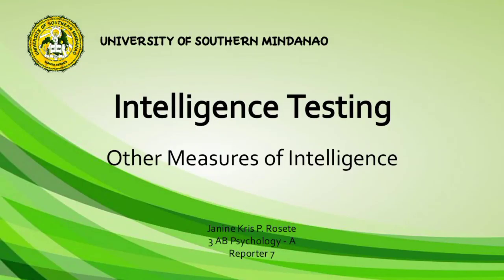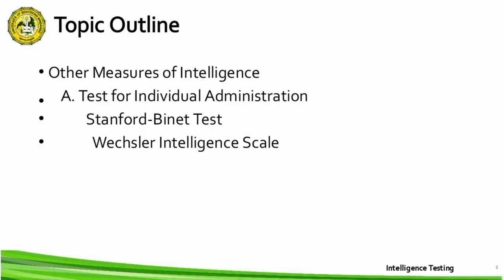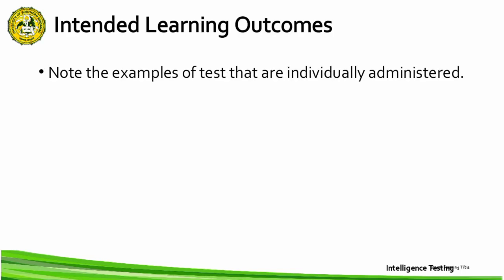Good day again, everyone. I am here to continue and give examples about the tests that are individually administered. There are many tests, but these two are the most commonly used for individual test administration for measuring intelligence. Those are the Stanford-Binet test and the Wechsler Intelligence Scale. At the end of this discussion, we are going to note the examples of tests that are individually administered.